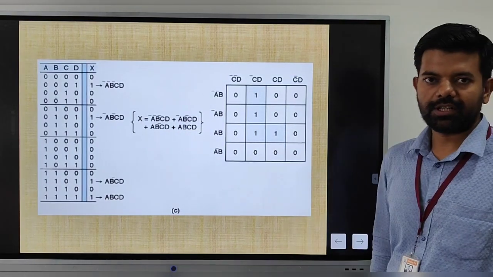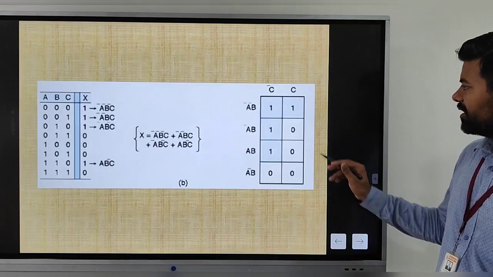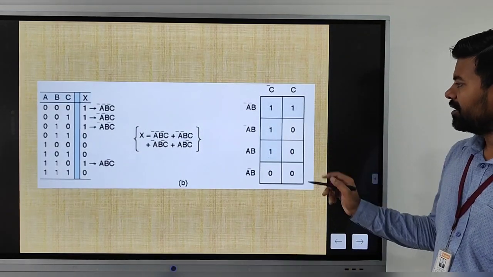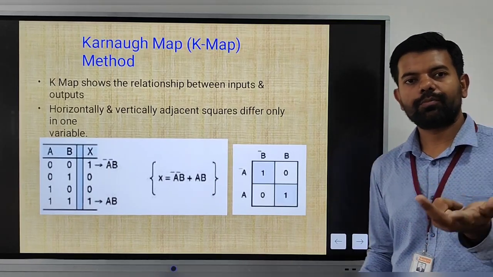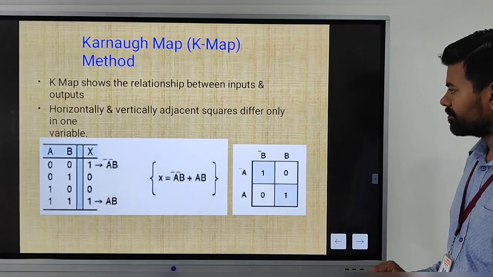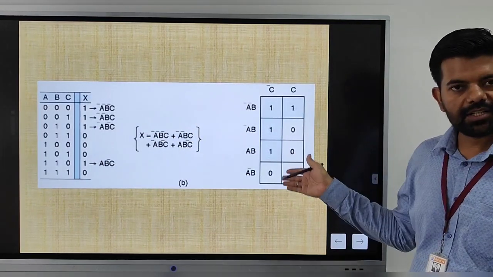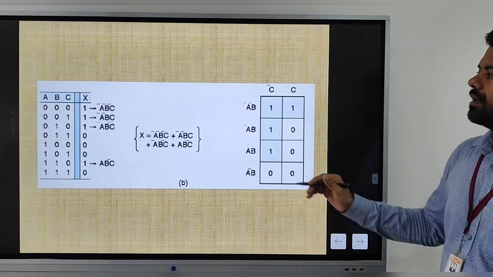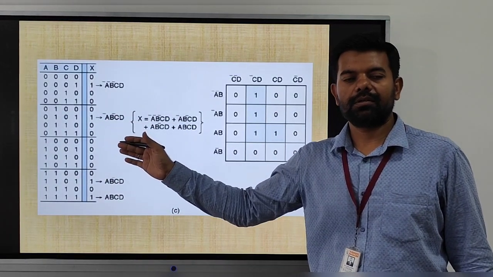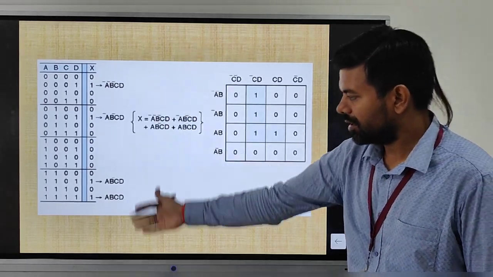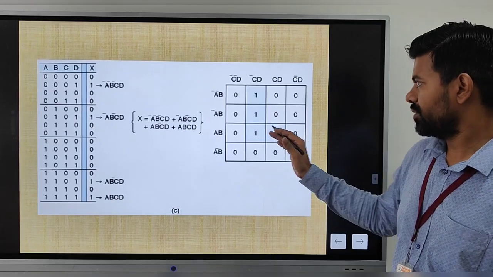This is the four variable K-map. In the four variable K-map we have 16 blocks. In three variables we have 8 blocks, and in two variables we have 4 blocks. Two variables have four possible outcomes, so 4 blocks. Three variables have 8 possible outcomes, so 8 squares. In four variables, the truth table has 16 squares.